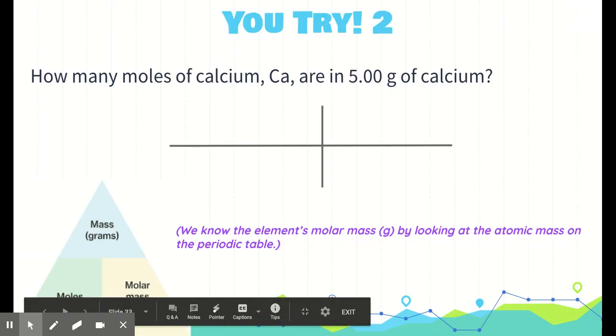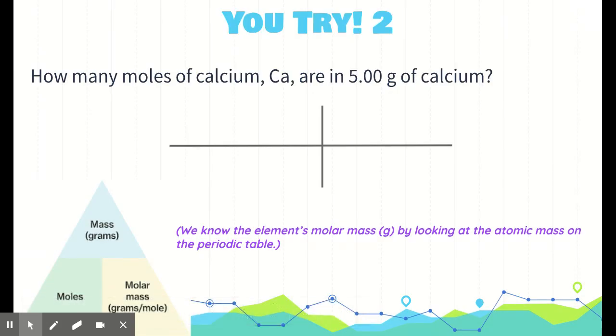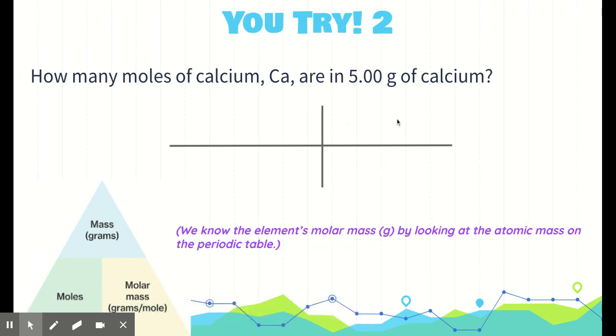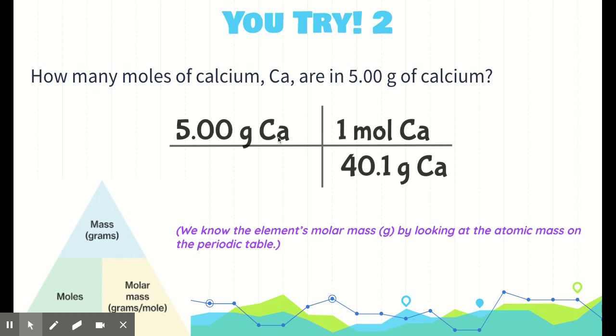So here's another example if you want to pause this and try it yourself first and see if you got it right. How many moles of calcium, which is Ca, are in 5 grams of calcium? So we know we're starting with 5 grams of calcium, so that'll go in your top left corner. Grams of calcium has to come down and across, and then we would set that equal to 1 mole because we're finding moles. So for this one, again, you have to find the grams of calcium off the periodic table. Its average atomic mass is 40.1 grams.